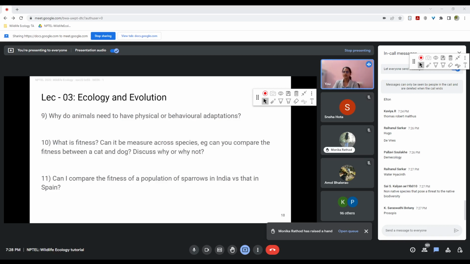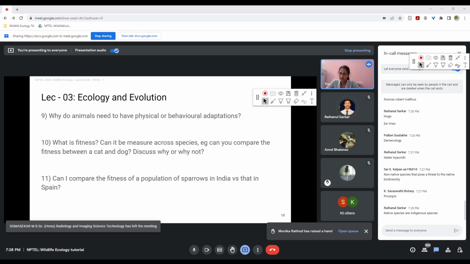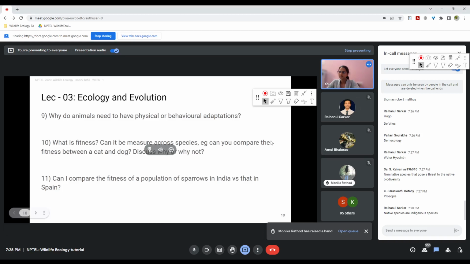Now moving on to the third lecture. Why do you think animals need to have physical or behavioral adaptations? What are adaptations and why do animals need to adapt? To survive in an environment or ecosystem. Sure, the environment is constantly changing. They need to survive. What do they need to do to survive?